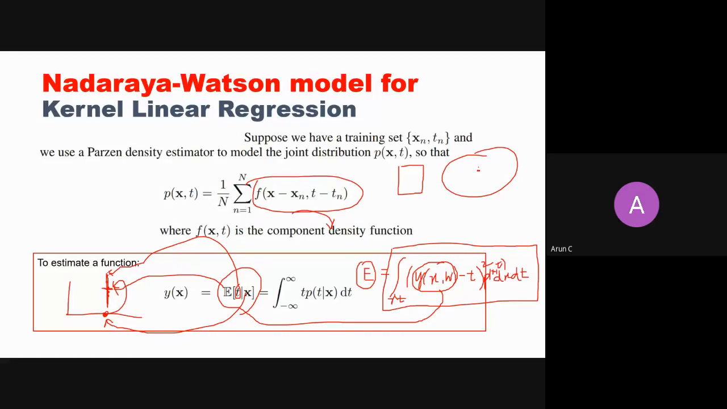Can you let me know whether we have discussed this thing? Yes or no? Do any of you remember this? This is the expected loss. When we minimize it, we get this thing: the conditional expectation.